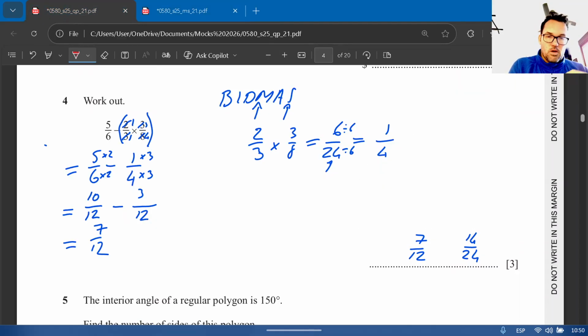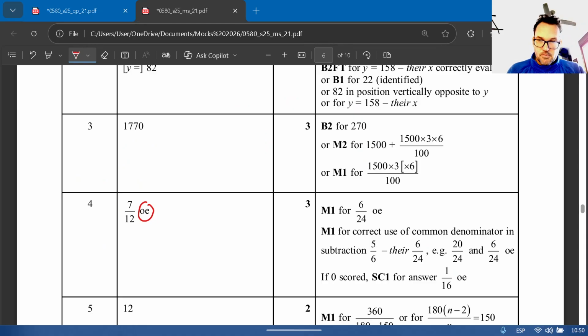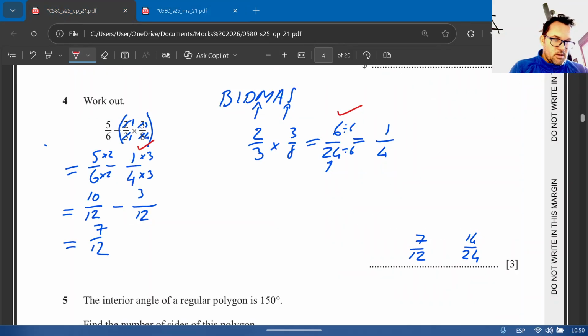So you get 1 mark for 6 over 24 or equivalent. So 1 mark for this multiplication I did, or that one, not both. Then you get a mark for a common denominator. So this is, I got the 12 here, can be a 24 as well. And then of course a mark for the correct answer. Doesn't have to be simplified.